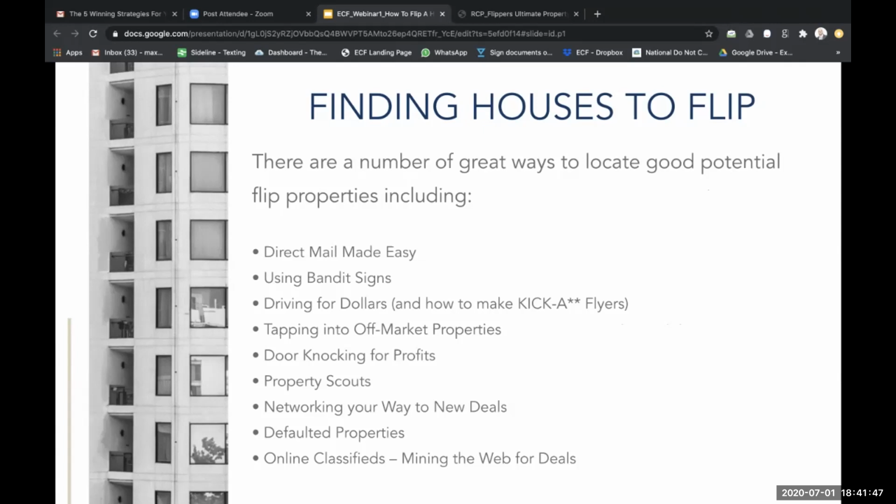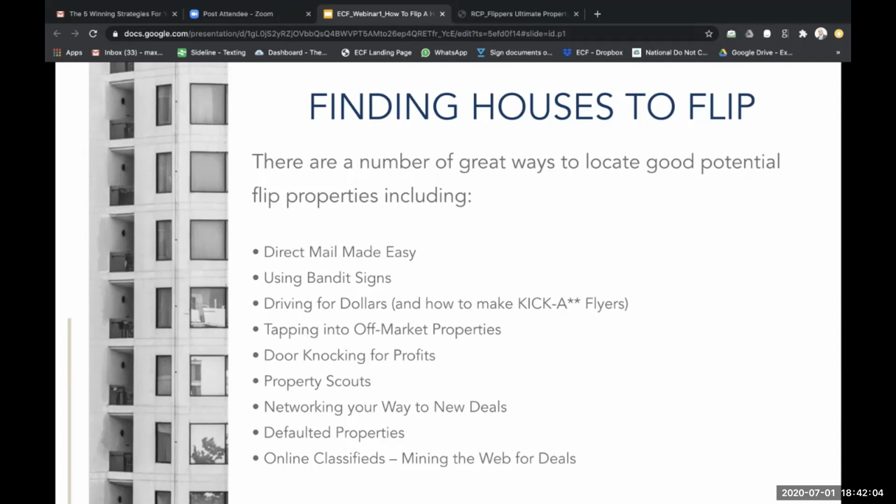So finding houses to flip. How do you get started? Well, I always tell my investors direct mail is one of the easiest ways to go. This way the phone calls will come directly to you. If you're looking for a mailer campaign, give us a call. I'll give you my number after.